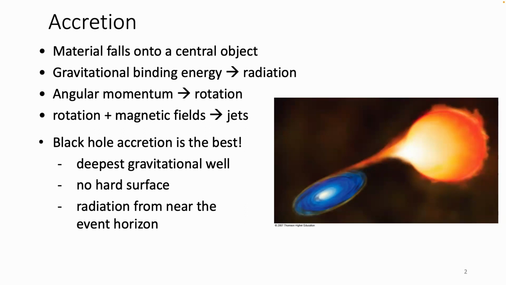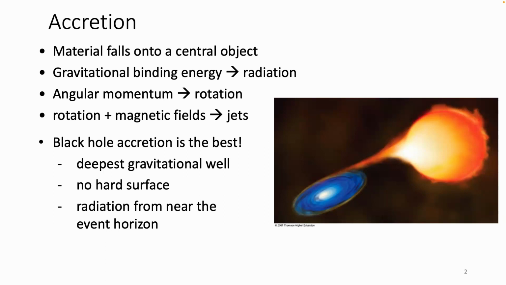And the other thing is that if you want to study what happens close to a black hole event horizon, for example, to probe the space-time, this is a great opportunity with accretion, because most of the radiation comes from where the gravitational well is deepest, which is right near the event horizon of the black hole. And the other thing that we'll discuss today is that because black holes have no hard surface, this problem ends up very rich and complex.